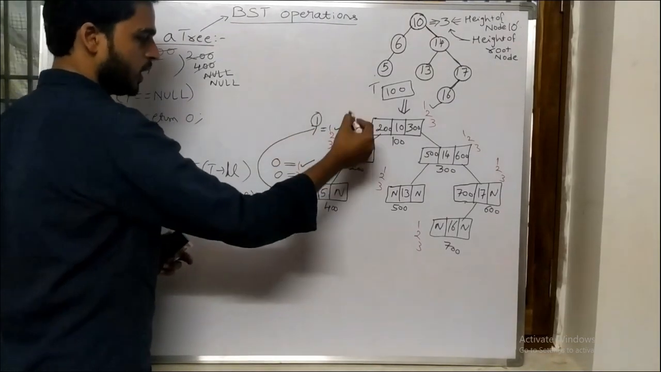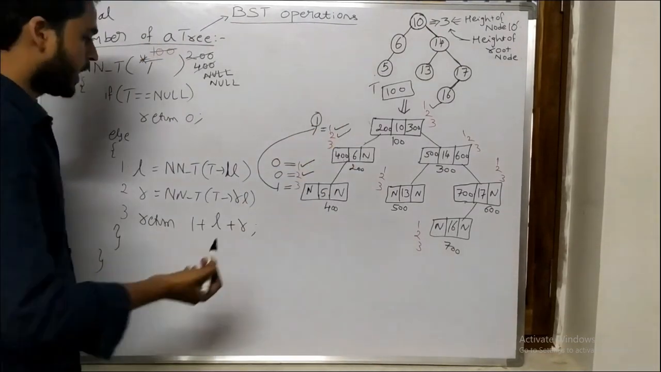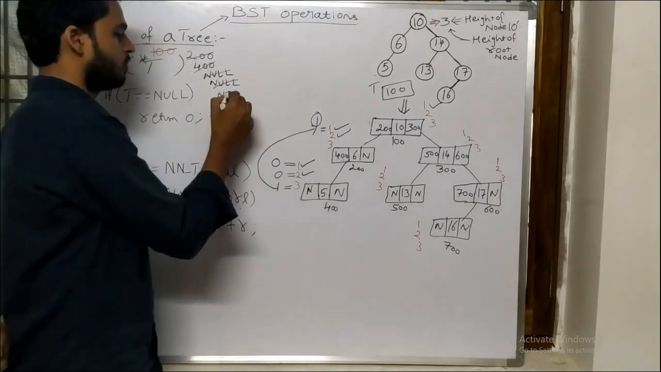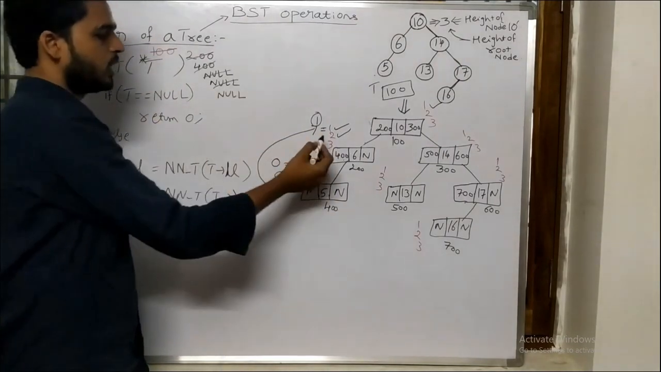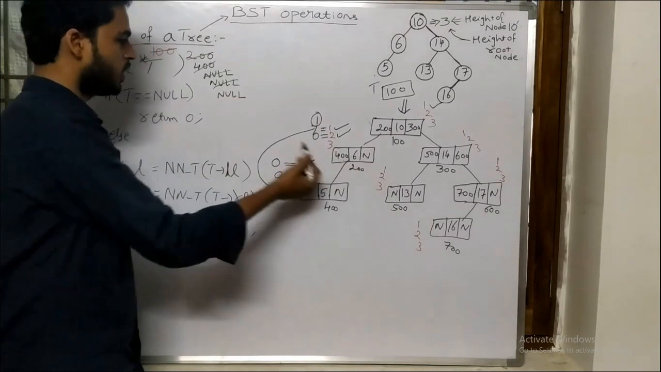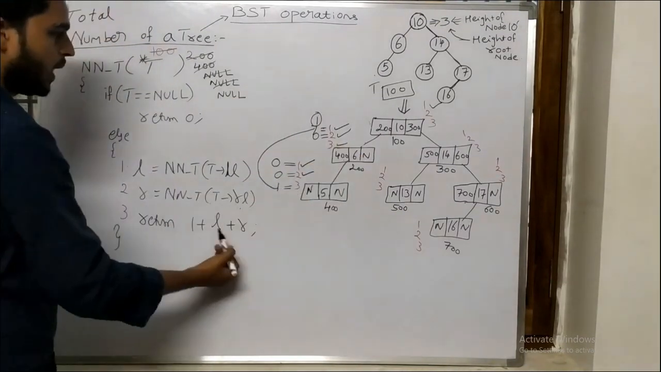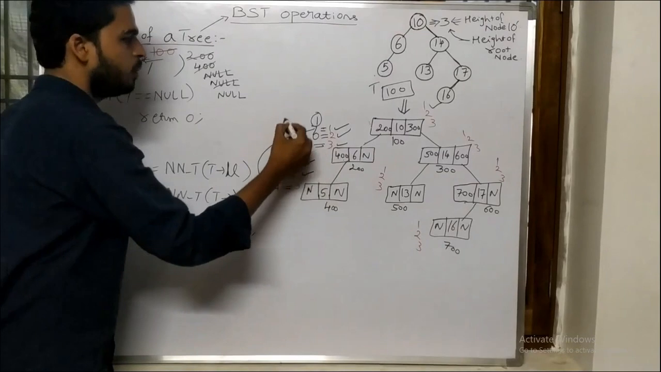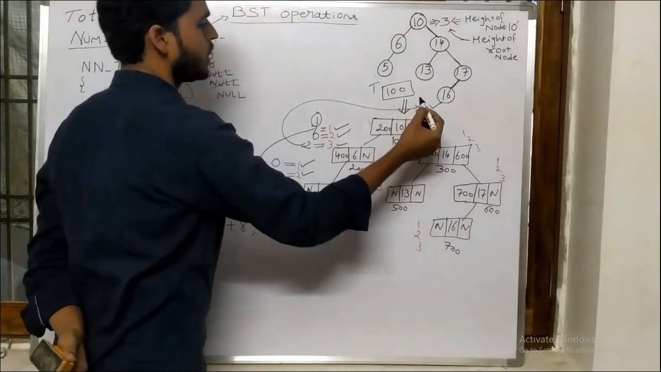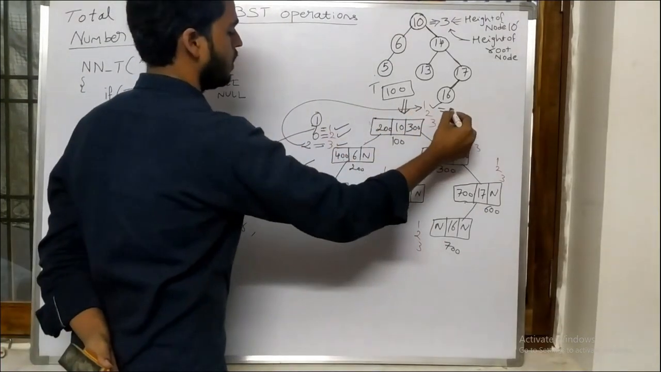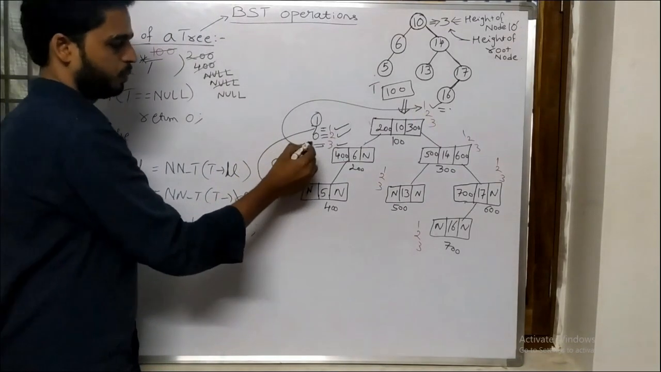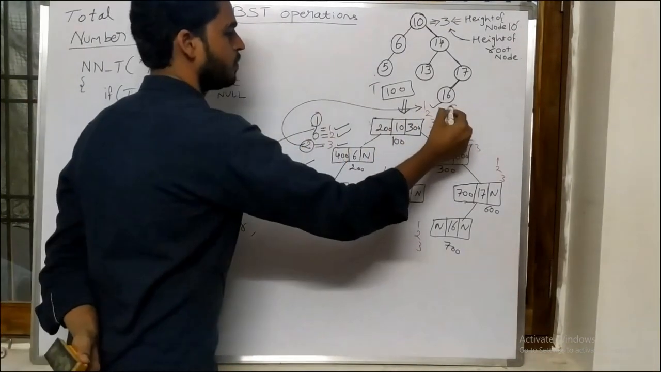After execution of this statement, it is going to execute the second statement. What is the second statement? T tends to right. What is t tends to right? Null once again. When null, it is going to return simply 0. Then it is going to execute the third statement. The third statement is 1 plus 1 plus 0, which is 2. That will be returned to where? The first statement. 2 is returned to here.